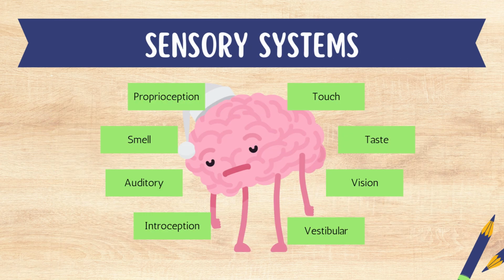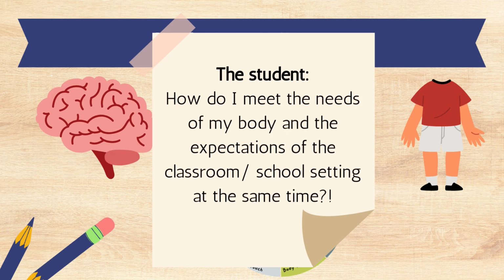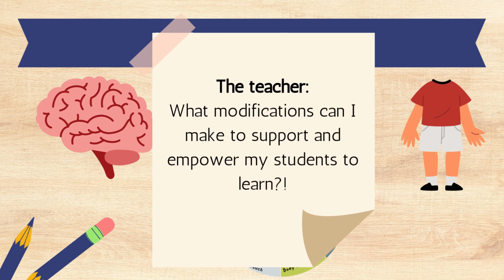Your brain processes all the sensory input it receives, makes sense of it, and produces a response. For everything to run smoothly, these sensory systems need to work together in harmony. When they don't, the brain can become overwhelmed and exhausted, making it especially challenging for students to focus and function effectively. The student is often asking themselves, how do I meet the needs of my body and the expectations of the classroom and the school setting at the same time? And the teacher is wondering, what modifications can I make to support and empower my students to learn?